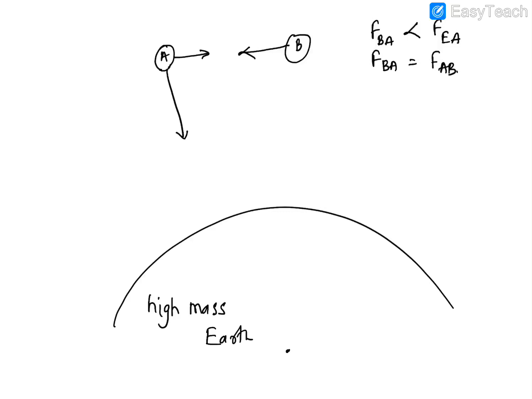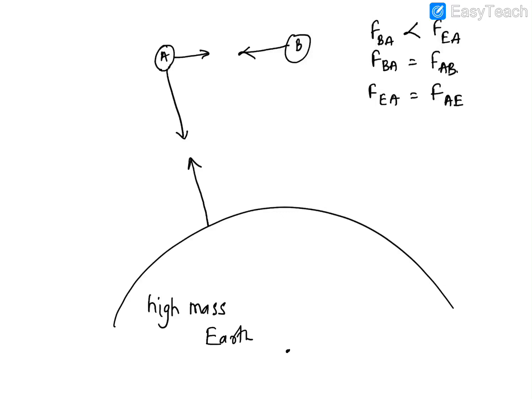In fact, the force exerted by Earth on A is also equal to the force exerted by A on the Earth. So they both are pulling each other with equal forces, but in opposite directions. So the amount of force they are exerting on each other is the same, that is not different. Clear? So the forces are the same.